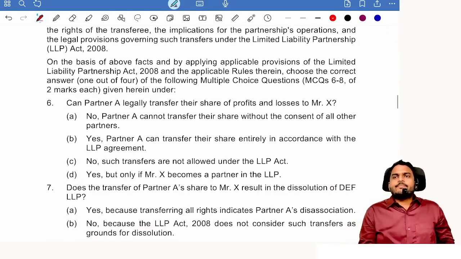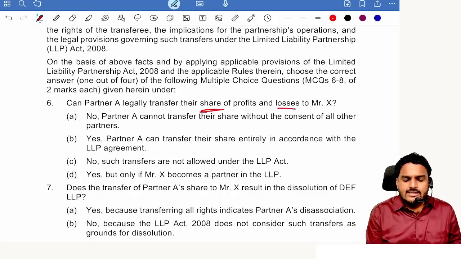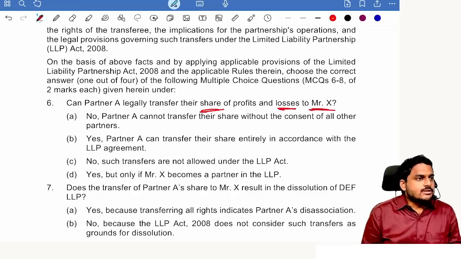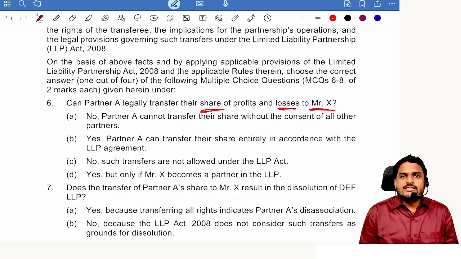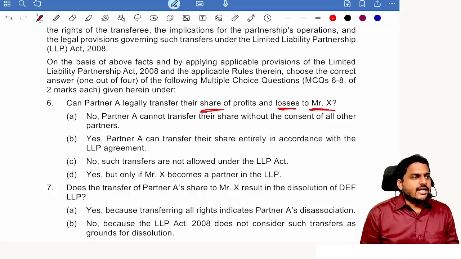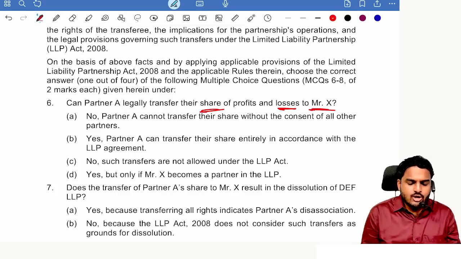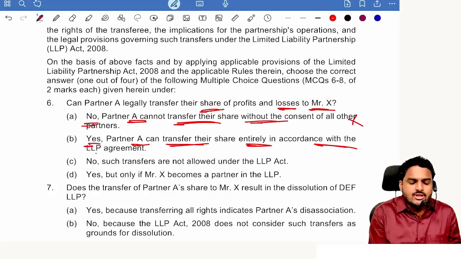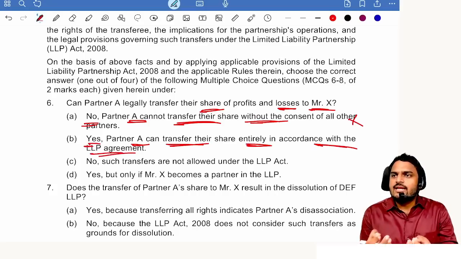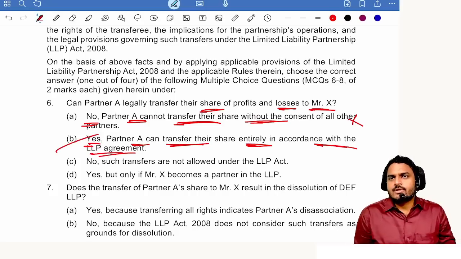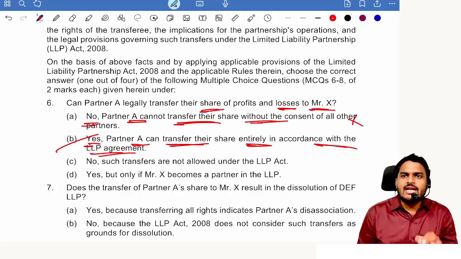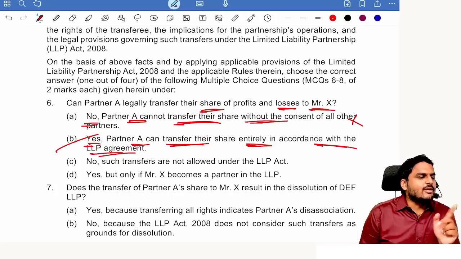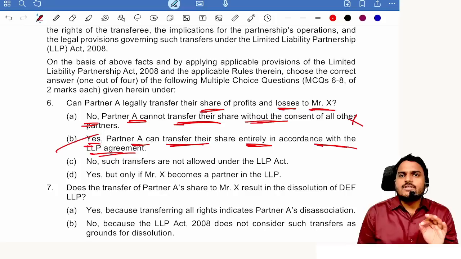Can partner A legally transfer their share of profits and losses to Mr. X? Section 42, do you remember? Transfer of partner's interest. Transfer possible or not possible? No, partner A cannot transfer without consent of all other partners. Not available. Yes, partner A can transfer his share entirely in accordance with the LLP agreement. In accordance with LLP agreement, definitely that's a correct answer. Rights and duties of partners in an LLP are decided by the LLP agreement. If the LLP agreement is absent with respect to any clause, first schedule applies.